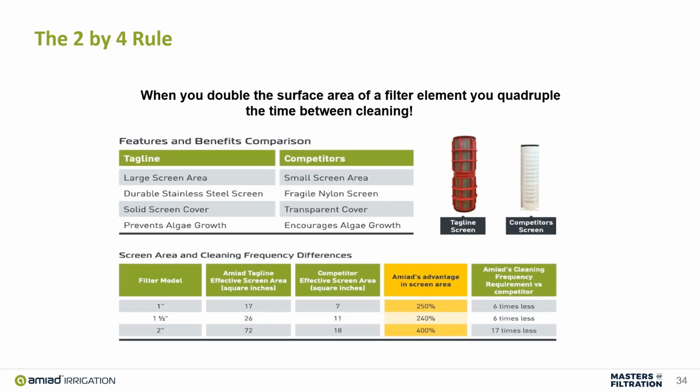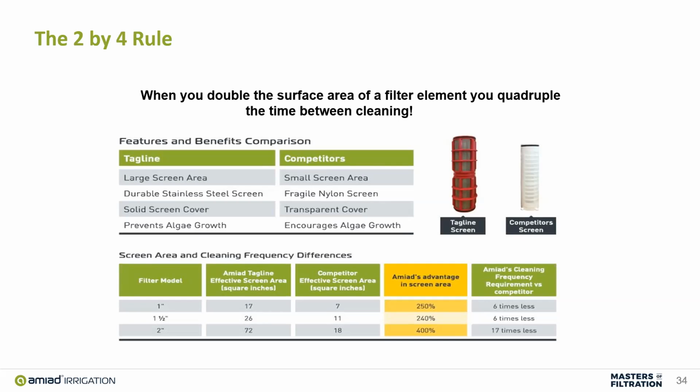So if we take the Tagline screen filter, the 1 inch, and we go down to that bottom chart where it says 1 inch, the Tagline screen filter, if we were to cut it down one side and roll it out and measure the square inches of that, it's 17 square inches, right? Okay, everybody goes, cool, that's great. That's big. And then you take the other one and you cut it and you measure it, it's 7 square inches. All right, well, it's smaller, it's more compact, it fits in a smaller space.